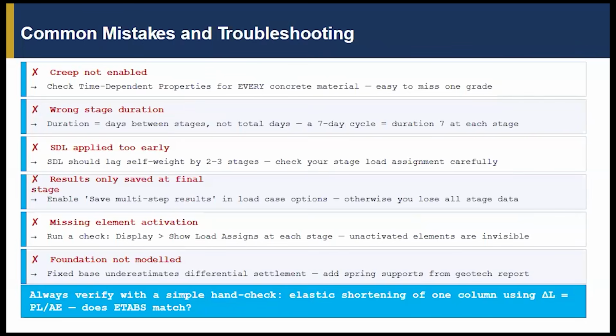Results only saved at the final stage. You did not save the intermediate results. You missed the actual information. Missing element activation. You did not add some group. You forget to add some important group in the analysis, and some part of the structure never got built into the analysis. It's quite possible.